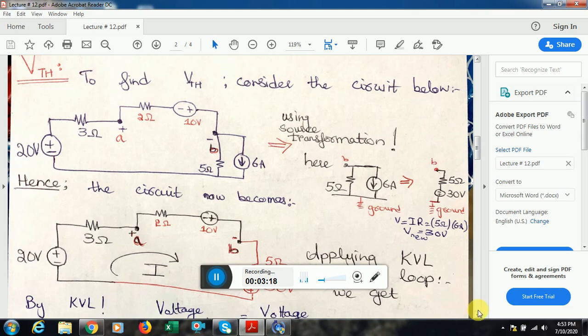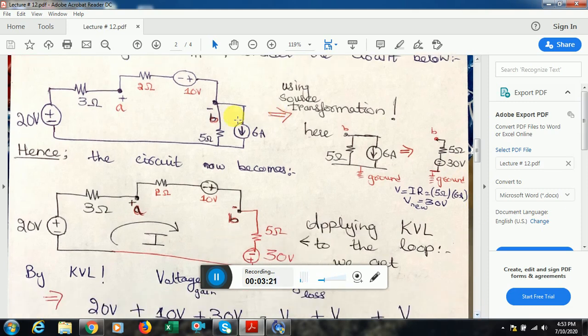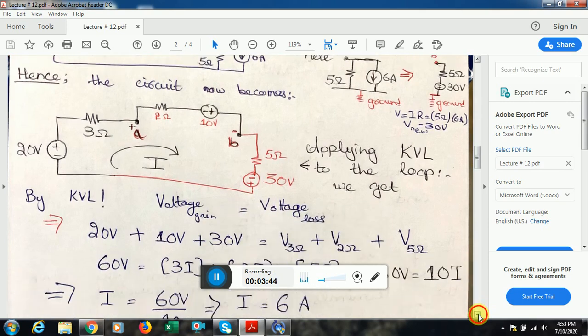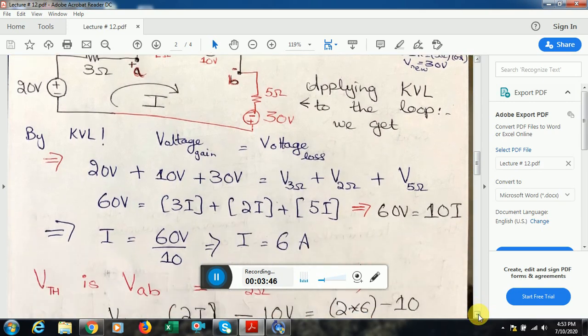Now what I do is I replace this parallel combination by a 5 ohm resistor in series with this transformed 30 volt voltage source. And please recall that I told you in the previous lectures that the arrowhead is in conformance with the positive terminal of the battery. So the arrowhead was downward, that's why I have the positive terminal toward the ground side of the circuit. So we have to be in conformance with the previous rule. Now I have a simple series circuit.